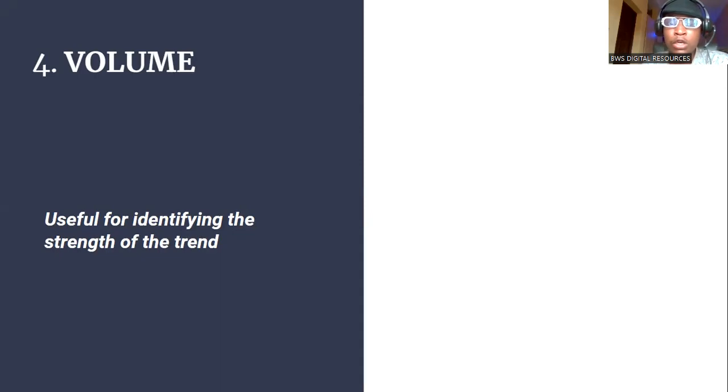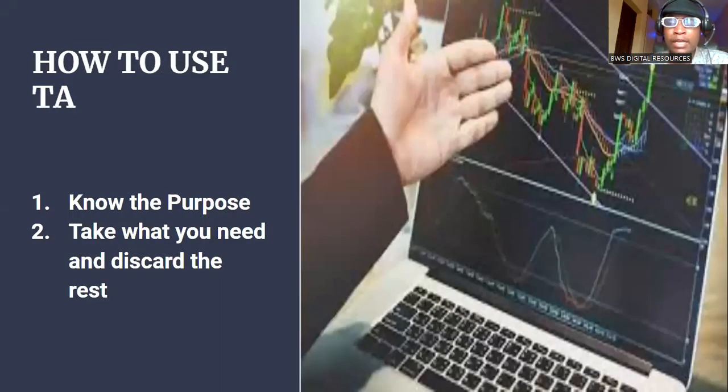And then finally, you also need to know that there is a way to use these technical tools. You don't just use them randomly. One of the ways you can use them profitably is to know the purpose of the one you're using. Know the purpose of the technical tool you're using, so that you don't use the one that is for volume for another thing. Okay, so know the purpose of each indicator you're using.